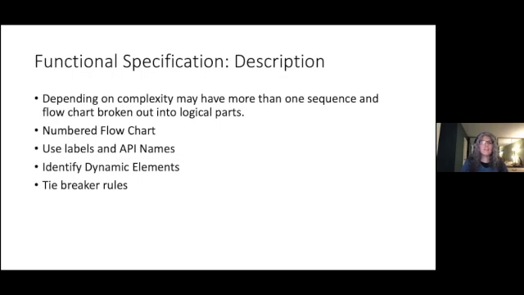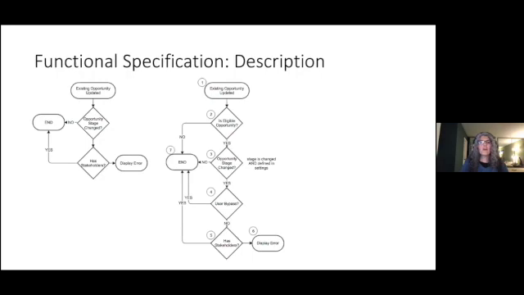And here you're going to change your flow chart into a numbered flow chart, and you're going to use text to describe the flow chart, reference API names, and identify dynamic elements and things like tiebreaker rules. So you can see that our high-level diagram has now turned into a more detailed diagram that has numbers that are referenced. And again, you might have multiples of these.